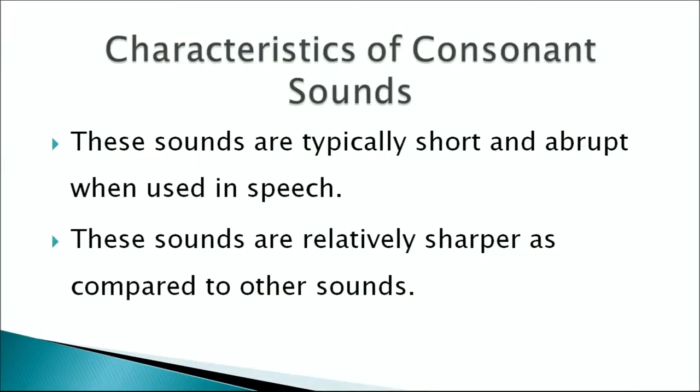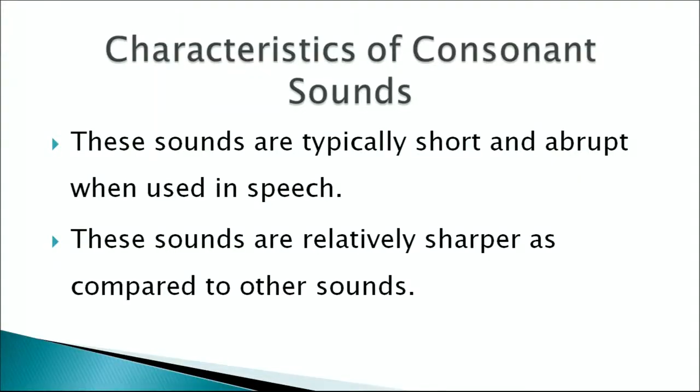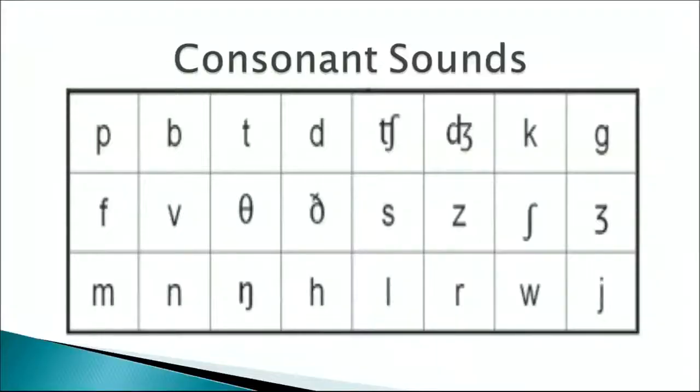Now look at the characteristics of the consonant sounds. These sounds are typically short and abrupt when used in speech. For example, p, b, t, d, s, sh, j. These sounds are, and many more, right. So these sounds are relatively sharper as compared to other sounds. Let's look at the consonant chart.